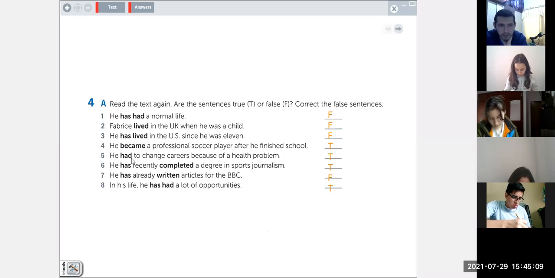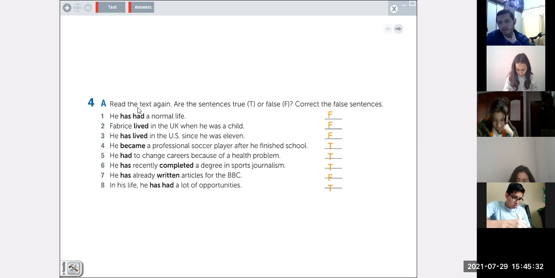Number 5, the same, simple past. Number 6, present perfect. Number 7, the past simple. And number 8, sorry, the present perfect again.